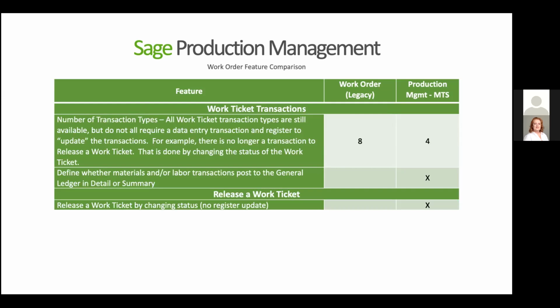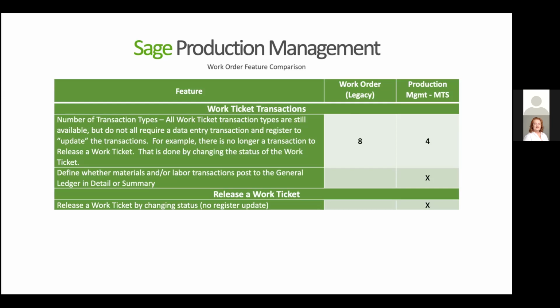We'll get into some of the transactions, and we'll talk about transactions real quick. It looks like production management has fewer transactions. What happened? Wait a minute, how are you going to take transactions away? Well, the reason the transactions are here is this. All work ticket transactions are still available, but they do not require data entry transactions, right? So no register to be updated. Like a material issue would sit in the work ticket transaction and have to be updated. We've eliminated some of that and created some dynamic transactions.